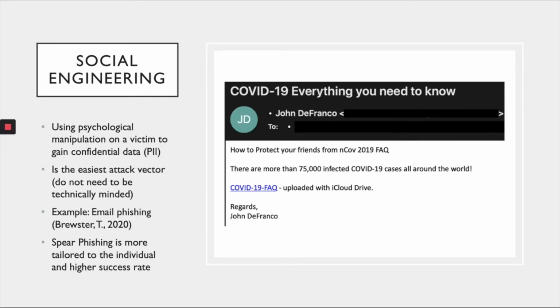Social engineering is the use of psychological manipulation on a victim to gain confidential data, also known as PII, which stands for personally identifiable information. This can be names, addresses, and dates of birth. It's the easiest attack vector, as you do not need to be technically minded to manipulate someone. Spear phishing is more tailored to the individual, which has a higher success rate for attackers. The example to the right shows a phishing email.